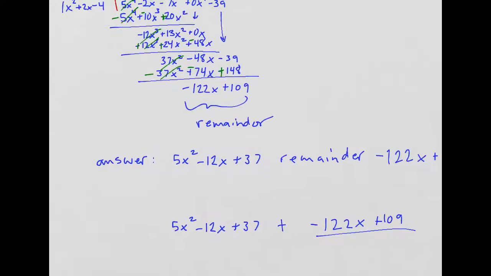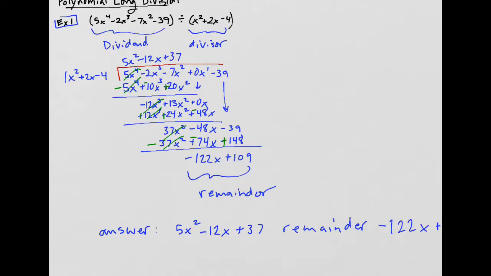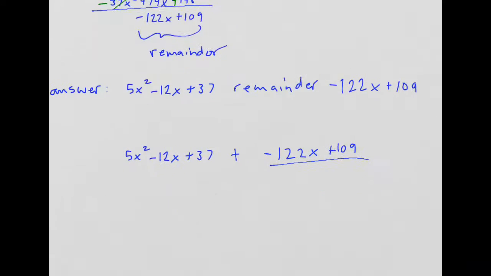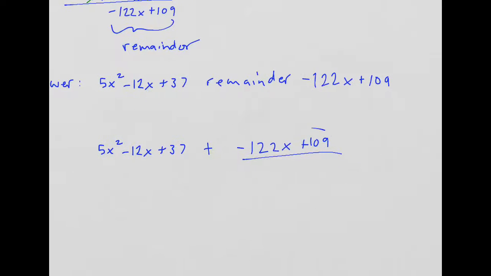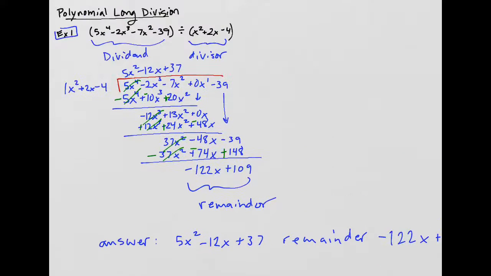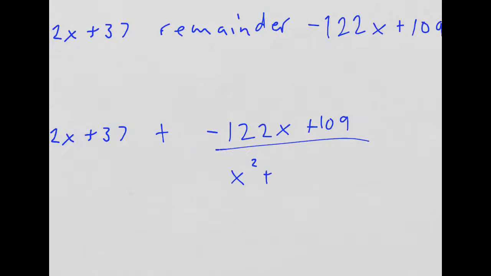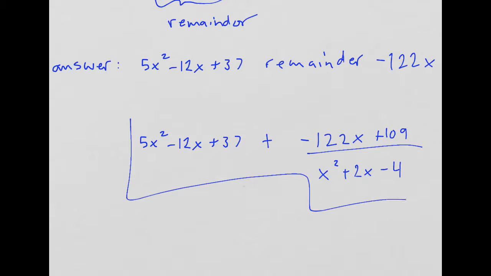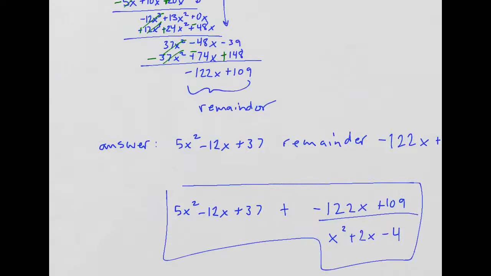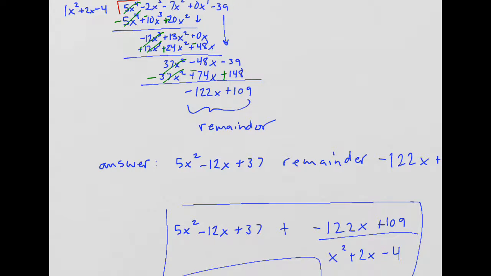So now that we have all of our pieces together, this is no more. We divided that. But we still want to have the divisor within our answer. So you'll say the remainder over the divisor, which is x squared plus 2x minus 4. Holy smokes, that was a long problem. Luckily you don't have that many to do. So, there you go.